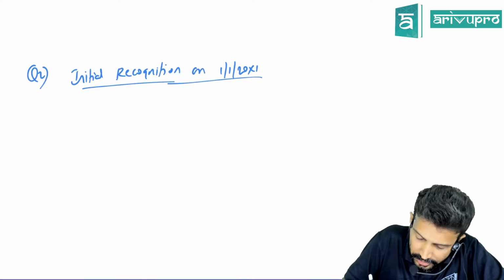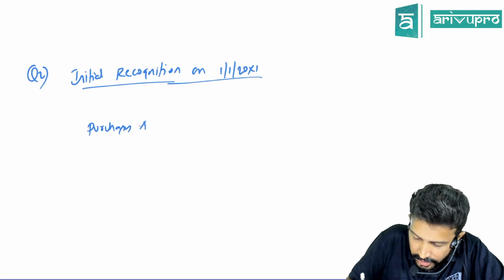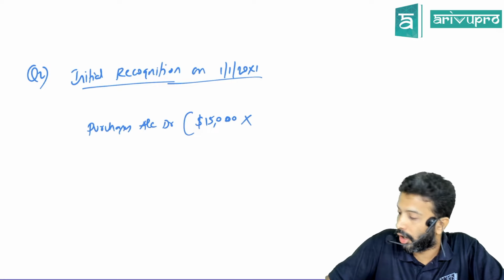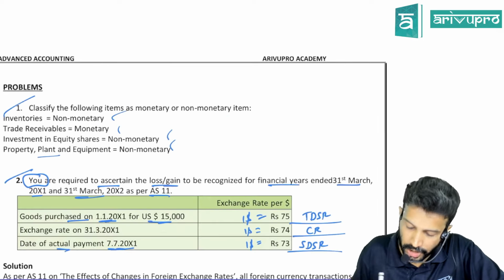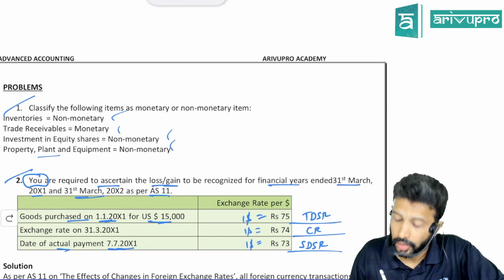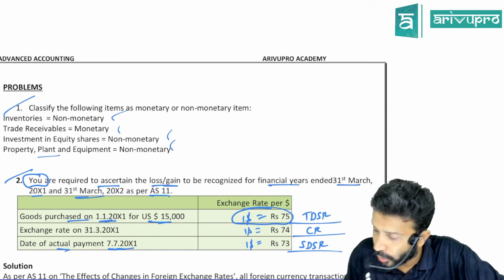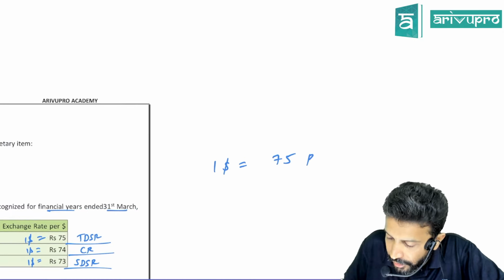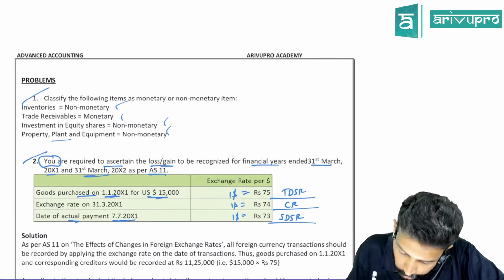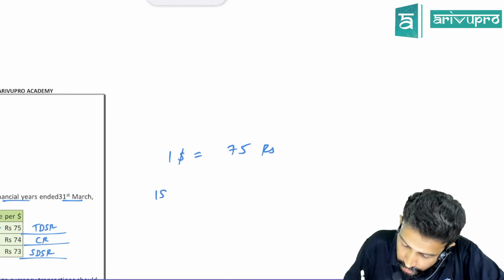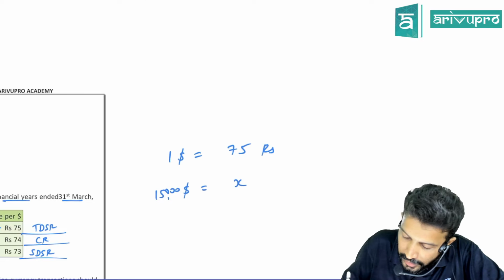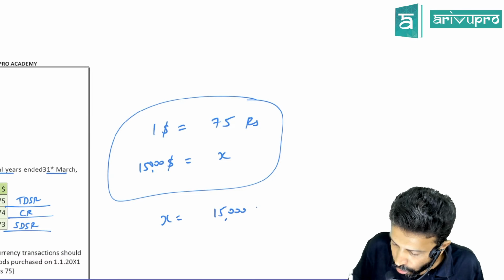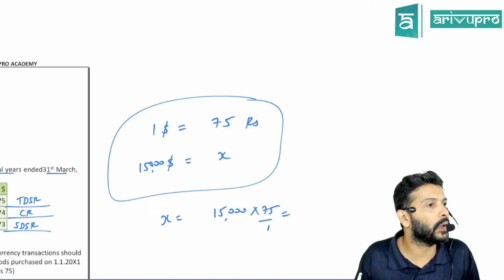What's the journal entry for credit purchase? Purchases account debit. How much purchase value? $15,000. On 1st January 20X1, which is your transaction date, what was the dollar rate? $1 is equal to 75. If you're confused with conversion again, it's like this. $1 is equal to 75 rupees. How much dollar value did you purchase? $15,000. If $1 is equal to 75 rupees, then $15,000 will be equal to how much? When you cross multiply, 15,000 into 75 divided by 1. That's how we directly write.